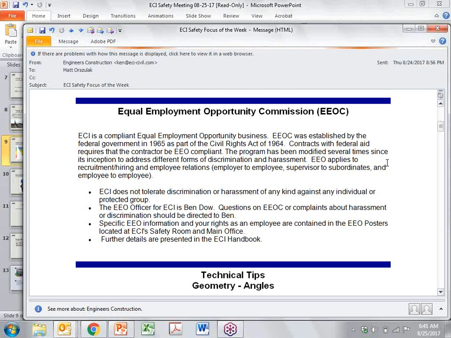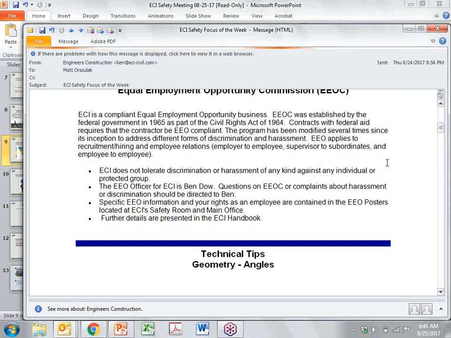And then also we have some details in our ECI handbook. A lot of job sites now, yeah, a lot of job sites, they're posted, and State job. Yep, for sure. So like Joey said, make good decisions with the way you're treating other people, and think about what you're saying and doing and how it affects others.